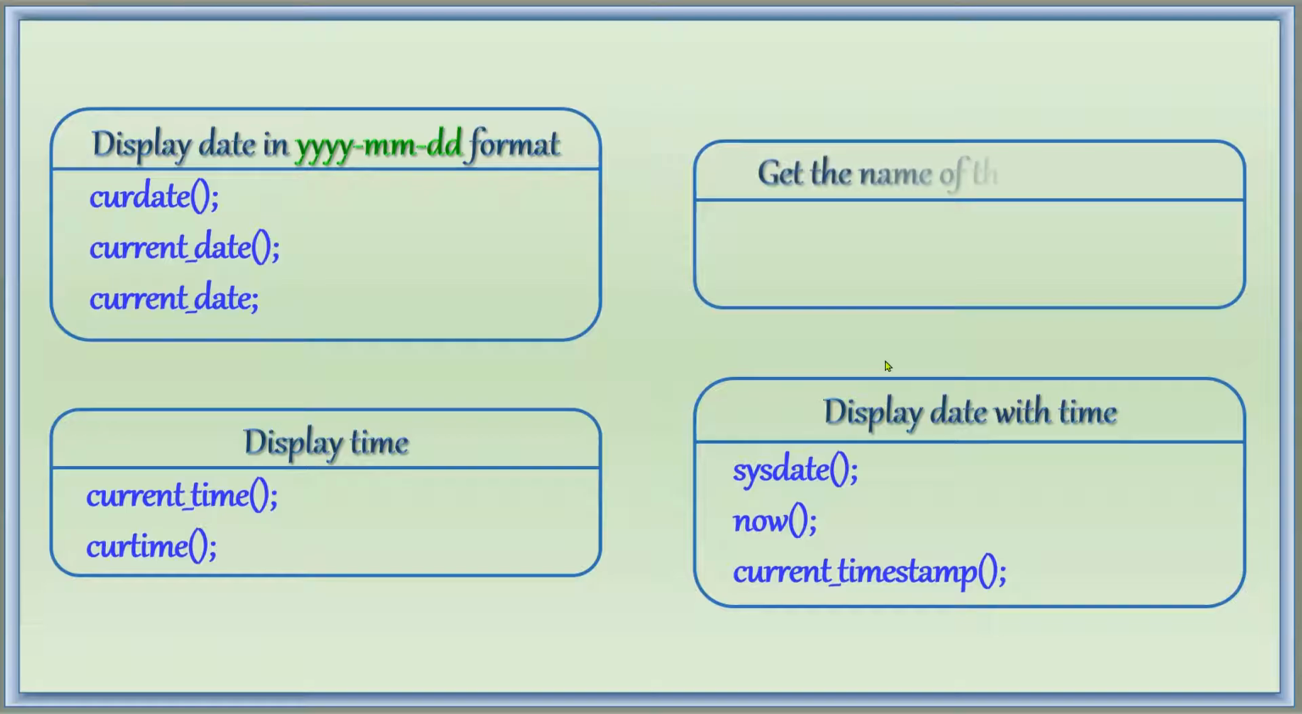Sometimes we may need to get only the name of the day or name of the month, that is in words. In that case we can give dayname() of the particular date. This will extract the name of the day, that is Sunday, Wednesday, like that. Similarly, if we need the month extracted from the date, we can give monthname() of date. Let us execute all these and understand the output.